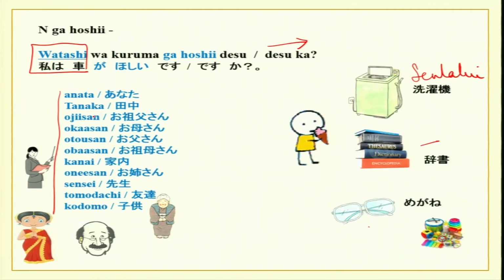Okaa-san wa kuruma ga hoshii desu. So, this is a statement again. Okaa-san is right there with you and you are telling somebody Okaa-san wa kuruma ga hoshii desu. So, in that case you can use hoshii, but if you have to ask Okaa-san as to whether she wants a car or not, then Okaa-san kuruma ga hoshii desu ka?